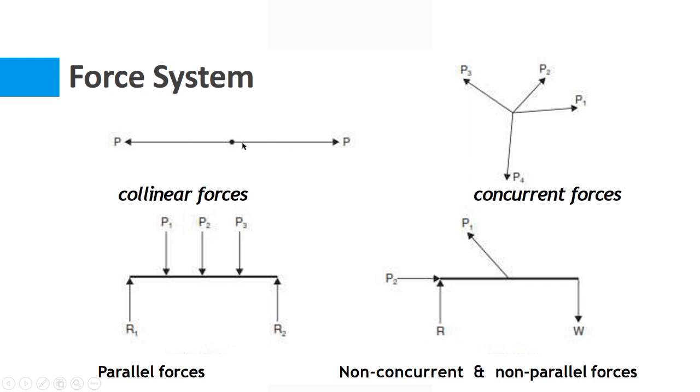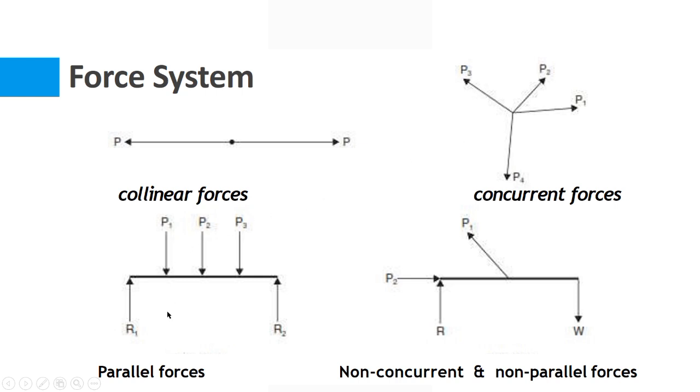For example, let's see these forces, these P forces are actually collinear. The line of action of these two forces is the same, so they are termed as collinear forces. Here we can see that we have four forces, P1, P2, P3 and P4, and all of these forces are concurrent forces because the lines of action of all of these forces pass through a common point.